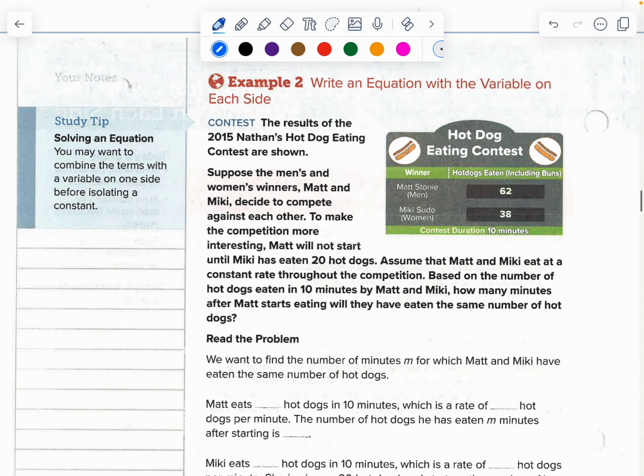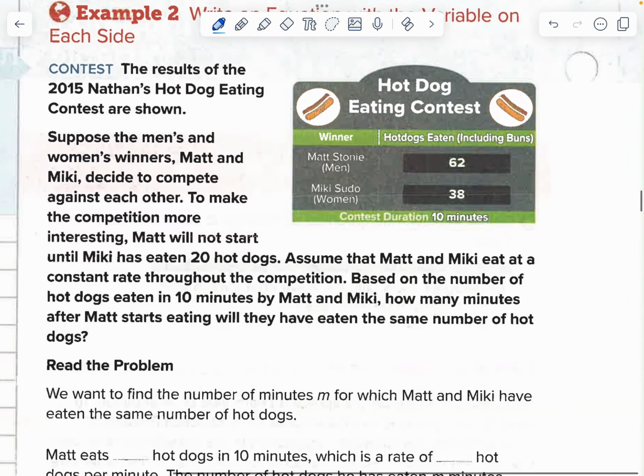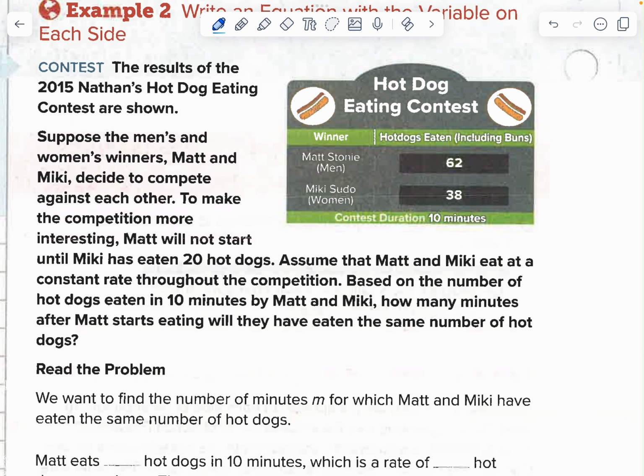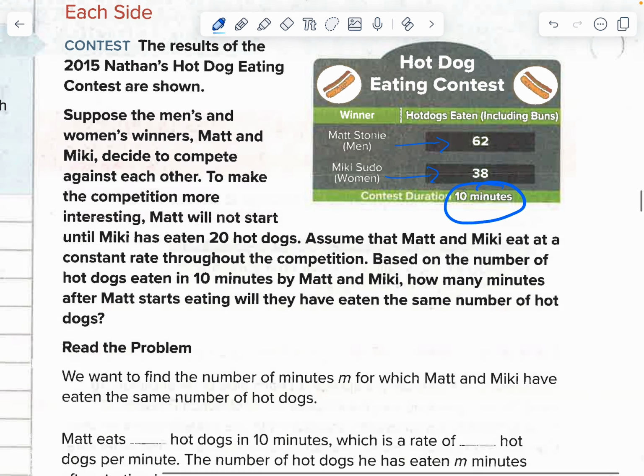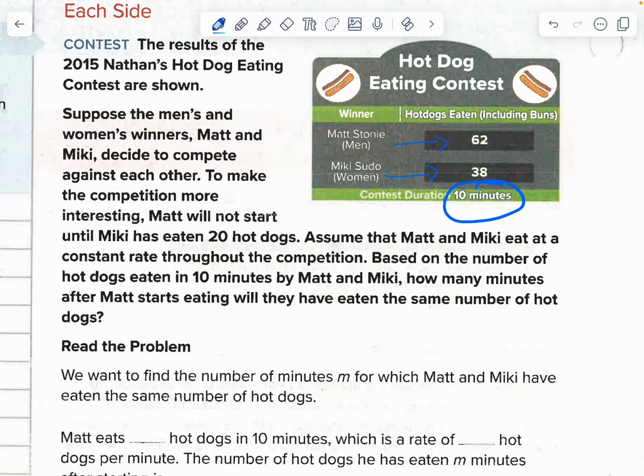So now we have a word problem. So let's look at this word problem. It says the results of 2015 Nathan's hot dog eating contest are shown. So if I look over here, I have Matt, and he had 62. Mickey has 38, and they ate that in 10 minutes. So in 10 minutes time, Matt ate 62 hot dogs, Mickey ate 38 hot dogs. That's including a bun.